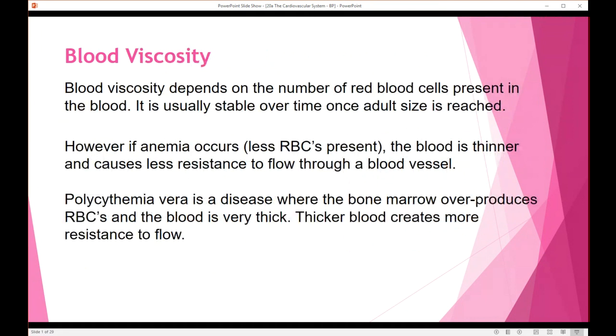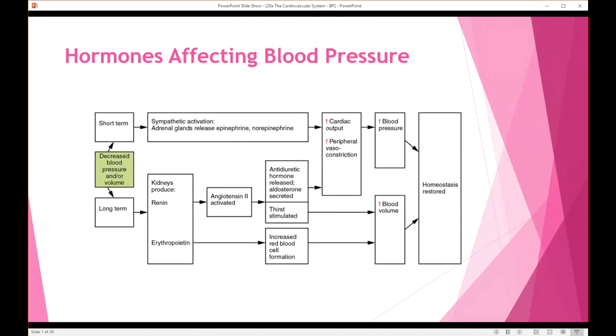That's considered hypertension. Blood viscosity has to do with the number of red blood cells present in the blood. It's usually stable over time, again, once adult size is reached. However, anemia can occur. The blood will become thinner, causing less resistance to blood flow. And we also have polycythemia vera, which is a disease where the bone marrow overproduces red blood cells. The blood can become very thick. Thicker blood creates more resistance to flow.